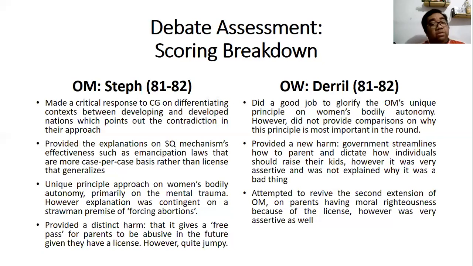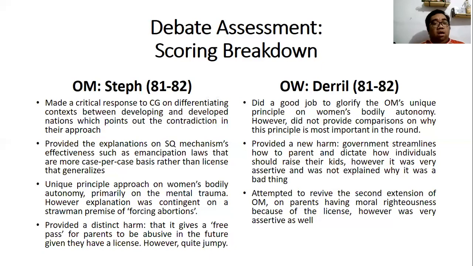We felt that there was a unique principle approach in the opposition member on women's bodily autonomy, primarily on mental trauma. Now, the reason why we felt that this argument couldn't be elevated into a higher score was that the explanation was contingent on a strawman premise of forcing abortion. All of the other harms of mental trauma, about women suffering and not being able to recover, were contingent on women being forced to have abortions. Unfortunately, the opposition member did not really provide us with that link. How is it that forced abortions are going to take place?